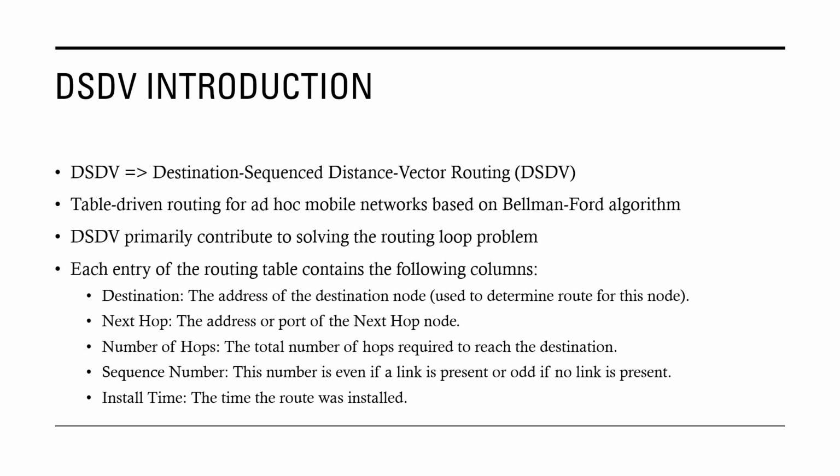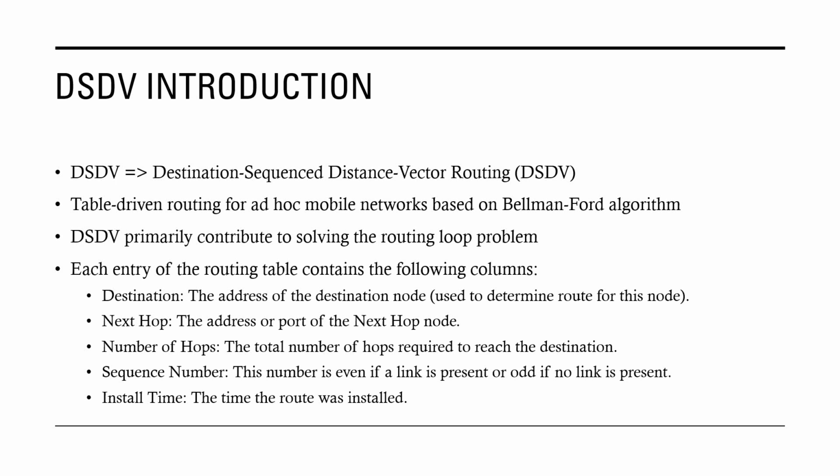But the negative aspect was that it has a very high complexity because it needs to relax every link. So it has very high complexity, but it can detect those things which other algorithms cannot. So the Bellman-Ford algorithm can be used to solve the routing loop problem, which is why it is used in DSDV. Each entry of the routing table contains the following columns: the destination, then the next hop in the path from the source to destination, then the number of hops, the sequence number, and the install time.